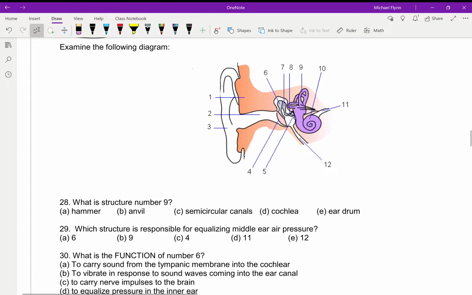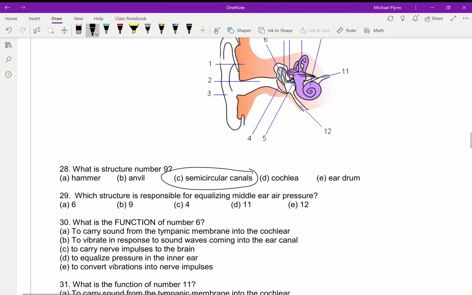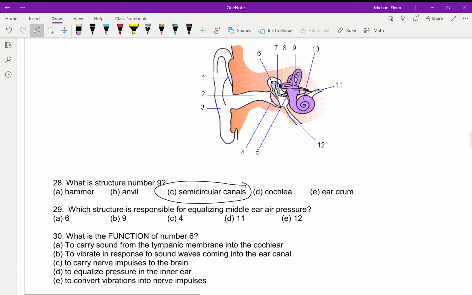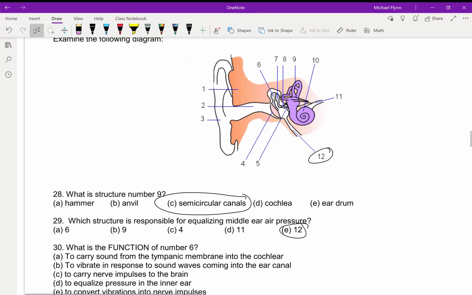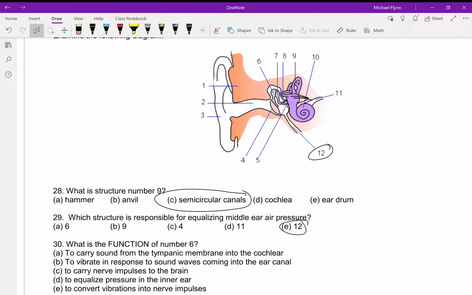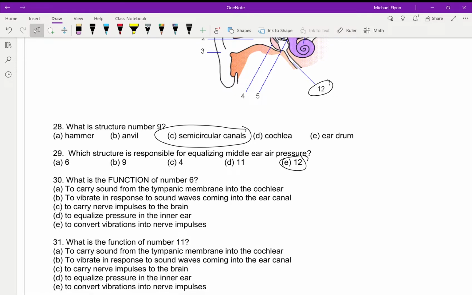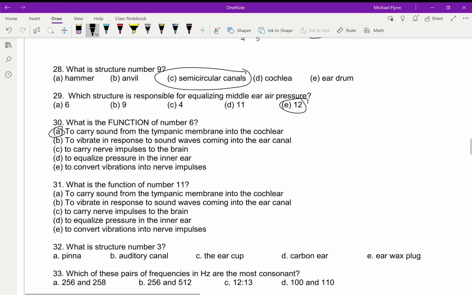What is structure number 9 in this picture? Those are the semicircular canals. What structure is responsible for equalizing pressure? That is structure number 12, the eustachian tube, right there. What's the function of number 6? Number 6 is a bone. So what it does is it carries sound from the tympanic membrane into the cochlea. That just carries the vibration, right? That's what those 3 bones do. They also amplify the sound. So it's kind of like an amplification system.